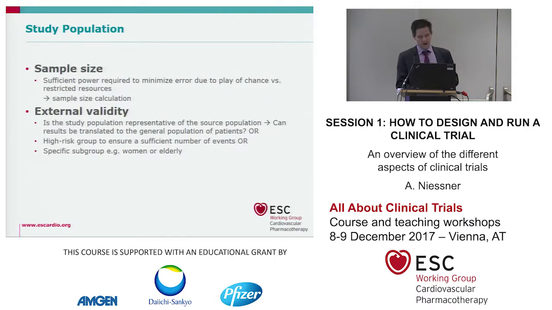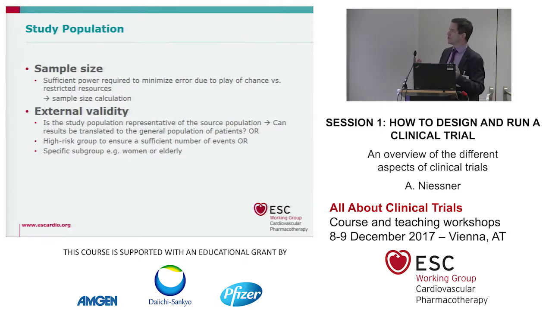Let's move to another very important topic. This is the study population. I have to think about the sample size. I need sufficient power to minimize the error due to play of chance. But on the other side, I have restricted resources and I cannot just say, well, include another 1,000 patients, because this is very time consuming and needs a lot of money. The solution is to do a sample size calculation, to think about what happens with my power. And I will show you an example.